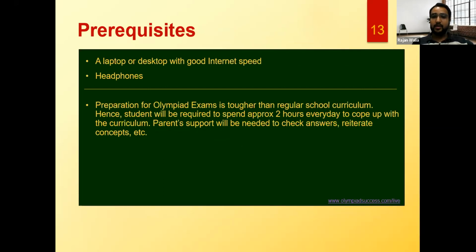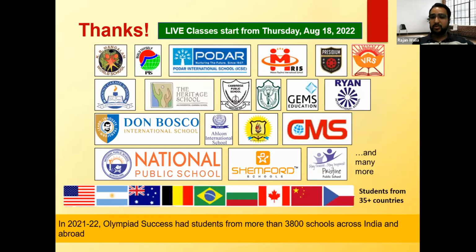Okay, students. The live classes for this course will start from the 18th of August. And currently we have students from 3,800 schools and we are catering to 35 plus countries. So this is about this course, students. Now I will give you a tour of the Olympiad Success dashboard, how it looks like and where you can check your content.